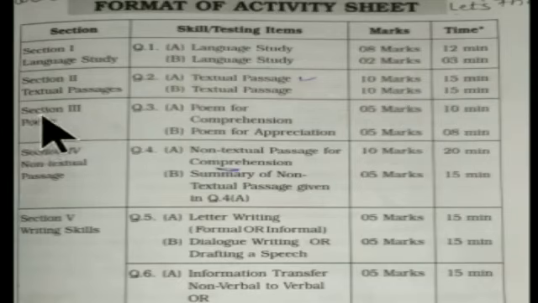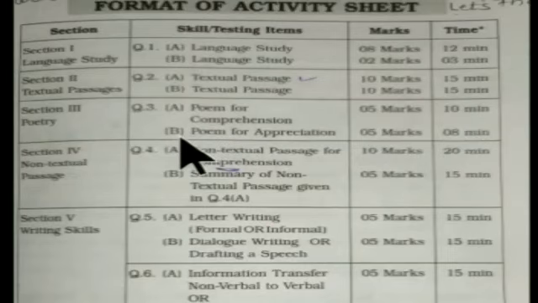See the third section, section number third, poetry section. Question number 3A, poem for comprehension. This question has 3 sub questions. This question is for 5 marks. The marking system of the 3 questions is 2, 2, 1, and you have to attempt this question in 10 minutes.